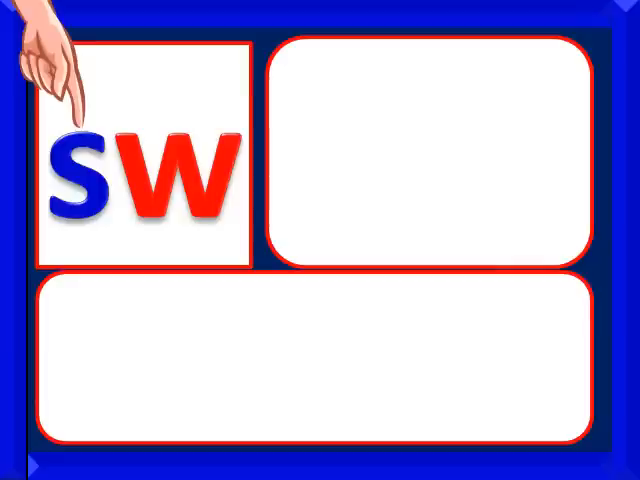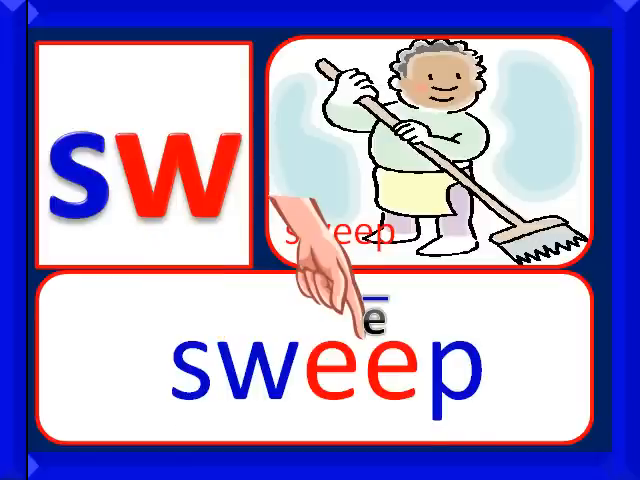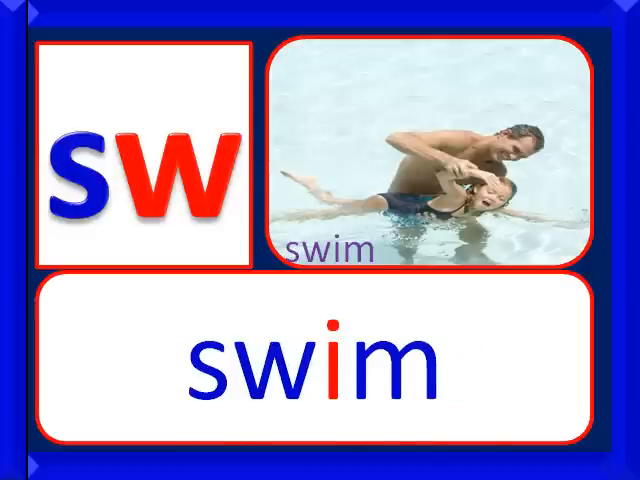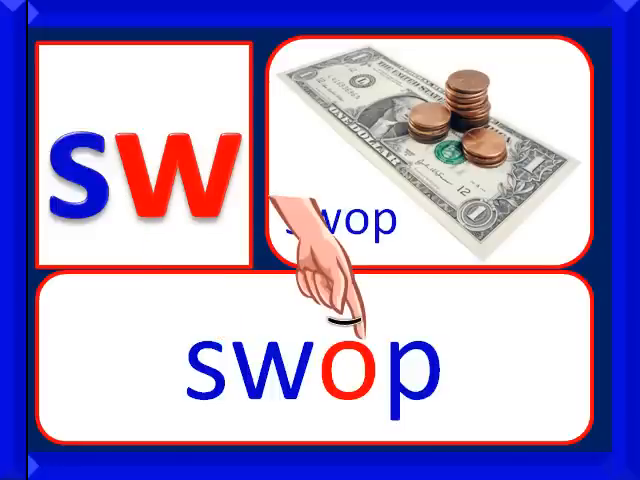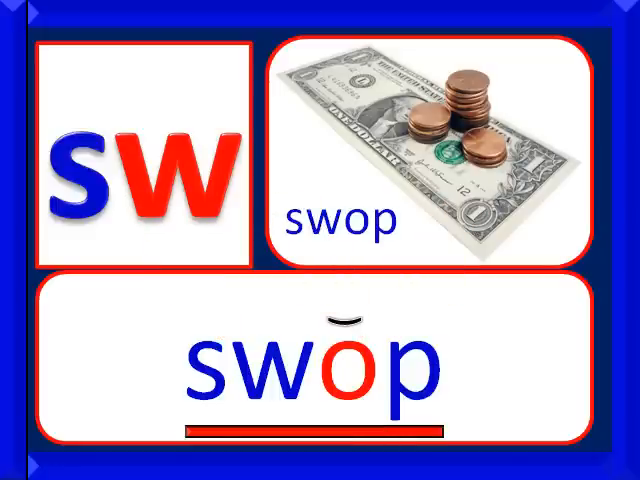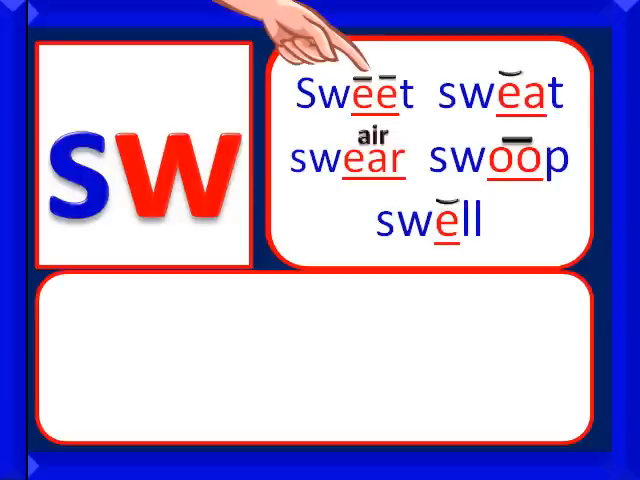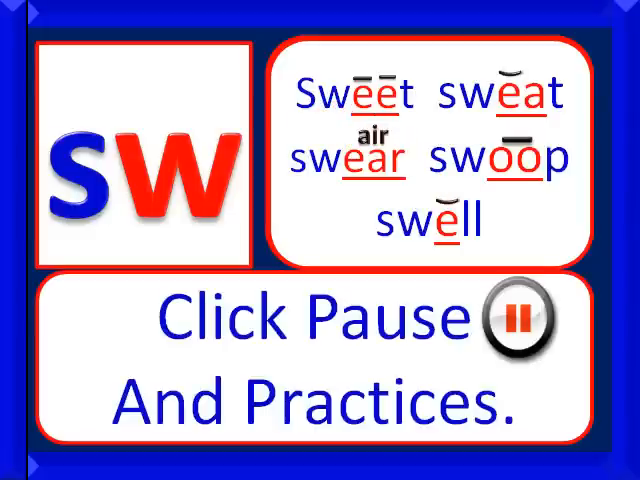Sw. Sweep. Sweep the floor. Clean up. Swim. Daddy teaching his daughter how to swim. Swap. Okay, we're going to swap this dollar in pennies for a blue car. Here's the car right here. We swap the dollar for the blue car. Good trade. Click pause.